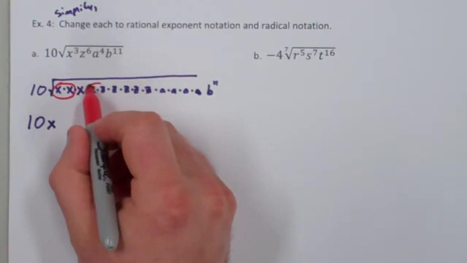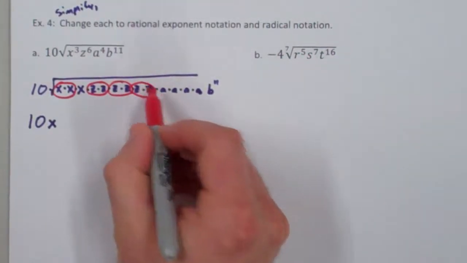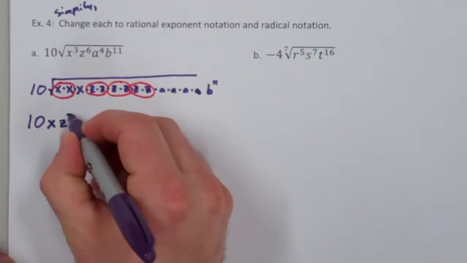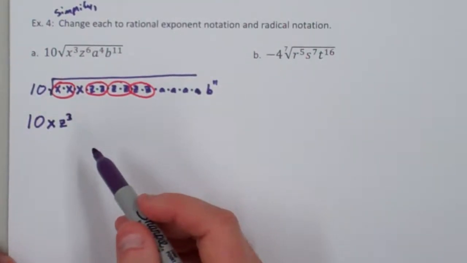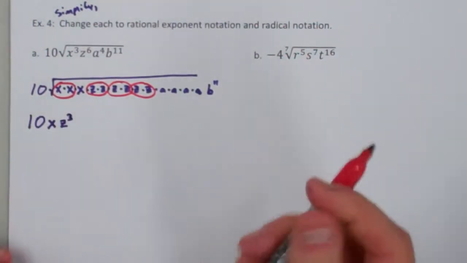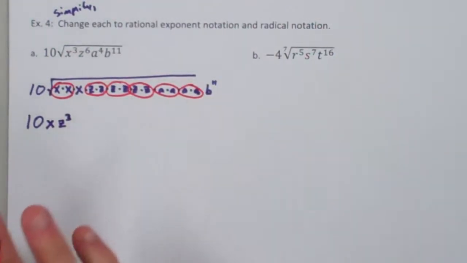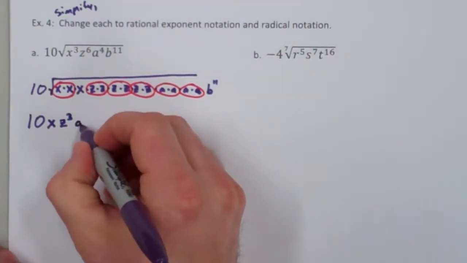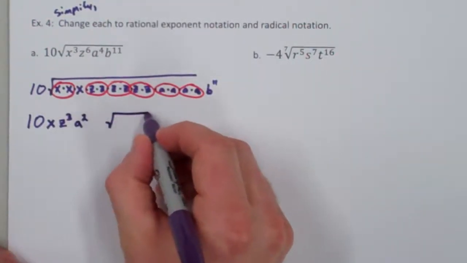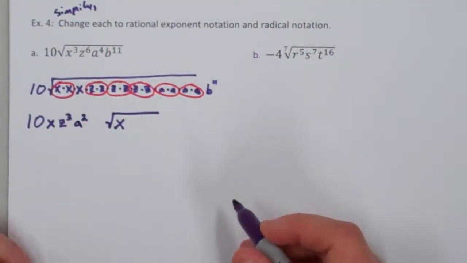For the z's, though, we could say, hey, there's z times z, z times z, and z times z. So how many pairs are there? Well, there's 3 of them. So z to the third power is what you can write on the outside. Z times z times z would be z to the third. Let's look at the a's here. And we've got 2 pairs of the a's, so 2 of those can come out. And we're going to do the b here in a second, but let's go ahead and do the radical sign. We've got an x that needs to stay in, and we now have to deal with these b's.